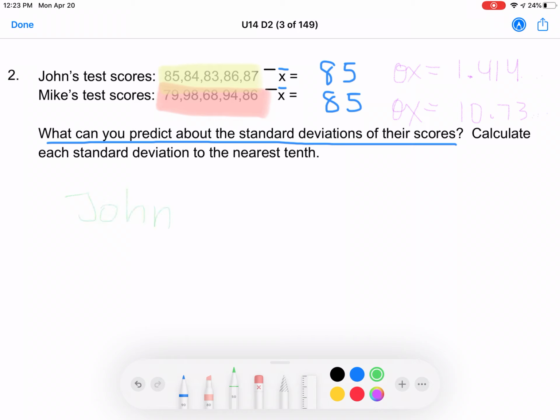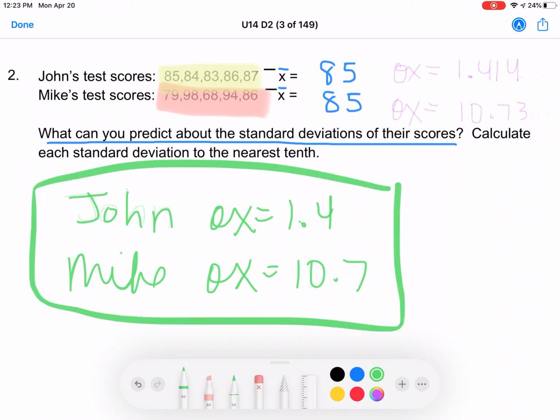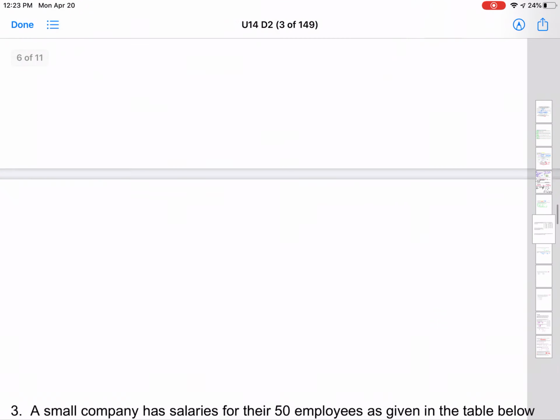So John, I need a different pen. This is a little crazy. John, standard deviation is 1.4. And Mike, standard deviation is 10.7. Alrighty. Okay, moving right along here.